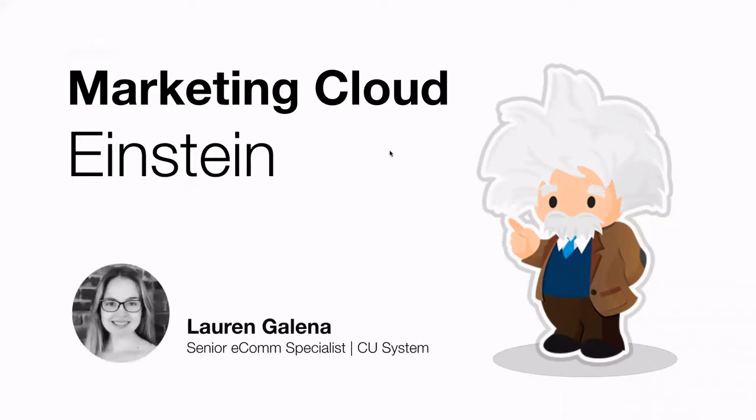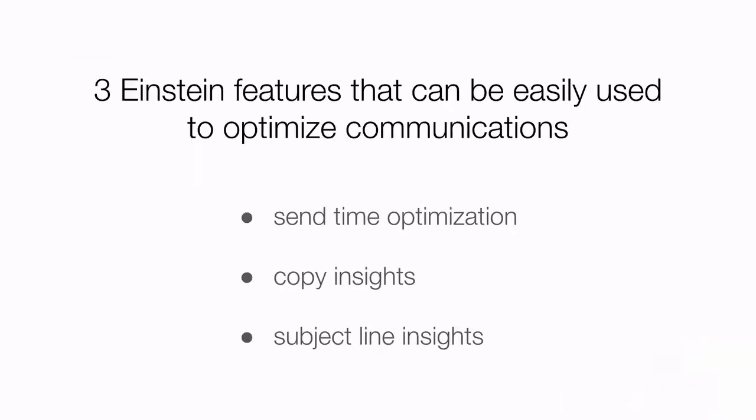Thanks everyone for joining this session for Marketing Cloud Einstein. We're going to be covering 3 of the features of Marketing Cloud Einstein. I know there's a lot more to cover and we'll do that in later sessions, but for this one, we're going to be covering send time optimization, copy insights, and subject line insights.